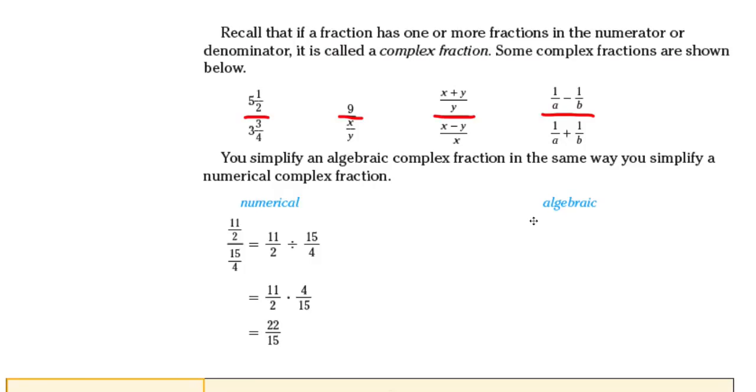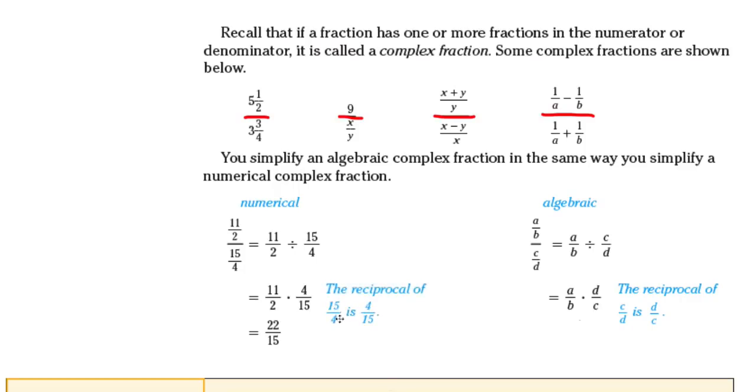If we use the algebraic version of this, you have a over b all over c over d, and then we do the same thing as with the numerical complex fraction. So a over b divided by c over d is the same as a over b times d over c. That is the reciprocal of c over d, same way as 15 over 4, where the reciprocal is 4 over 15. And you get your simplified algebraic complex fraction: a times d all over b times c, or simply ad all over bc.